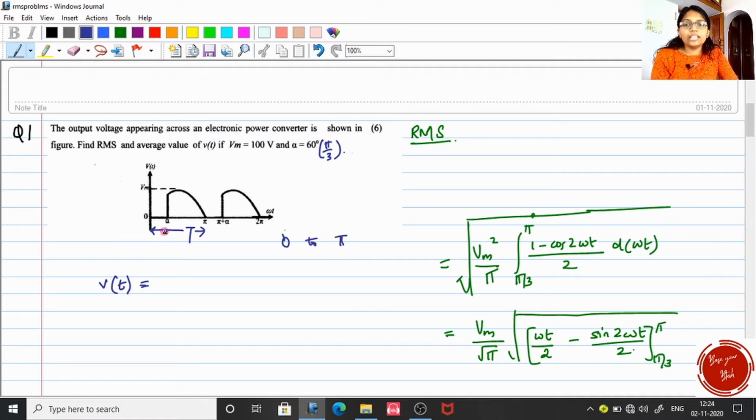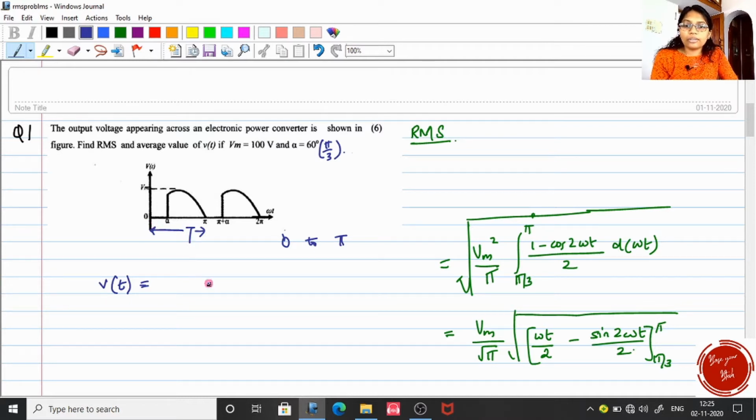But again, inside the 0 to pi interval, you can see that from 0 to alpha there is no graph, and from alpha to pi it is a sine wave representation. So you have to split that time period. First you identify the cycle and get the time period, and in that time interval you identify the pieces of your graph.